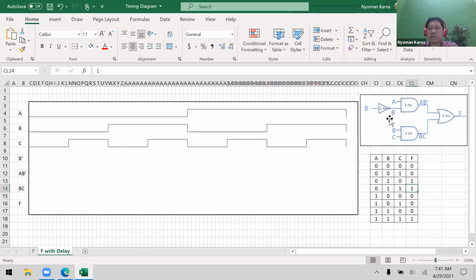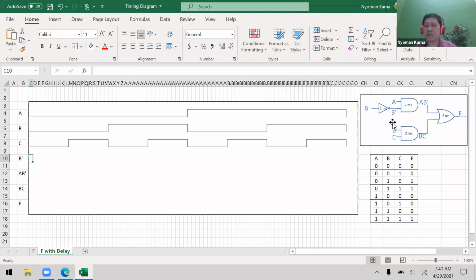Now, let's say for example like this. We have 1 millisecond delay for the inverter, and also we have 2 millisecond delay for each of the AND gate, and also for the OR gate we have 2 millisecond delay. Delay means the output will be changed after the delay. Okay. Now, to analyze this circuit, we need to analyze for each point.